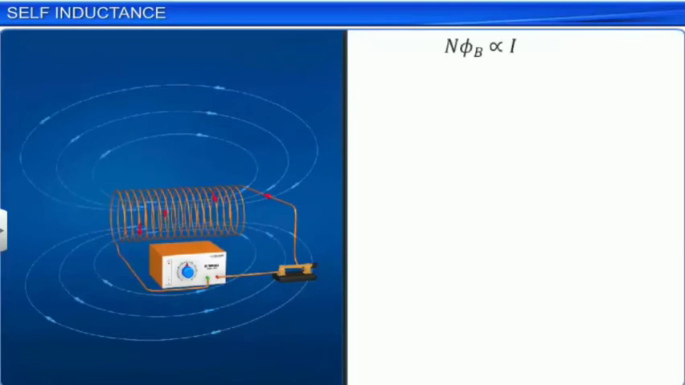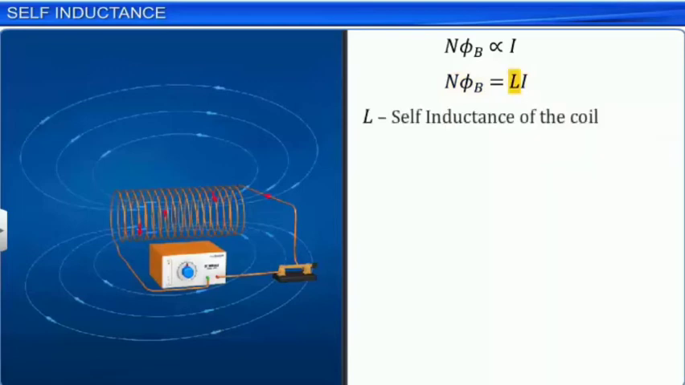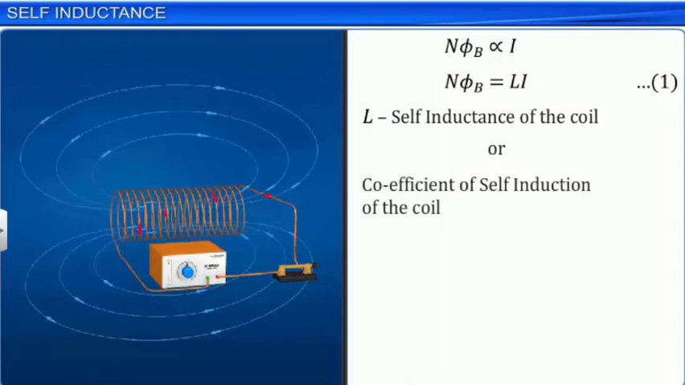The flux linkage through a coil of n turns is proportional to the current through the coil and is expressed as N phi B is directly proportional to I. Replacing the proportionality symbol with a constant, we get N phi B is equal to L times the current I, where the proportionality constant L is called the self-inductance of the coil. Let this be equation 1. L is also called the coefficient of self-induction of the coil.